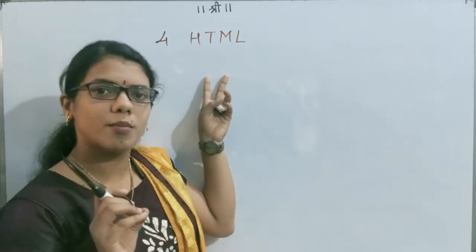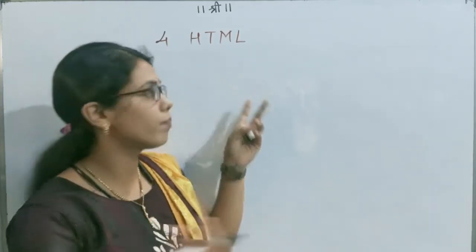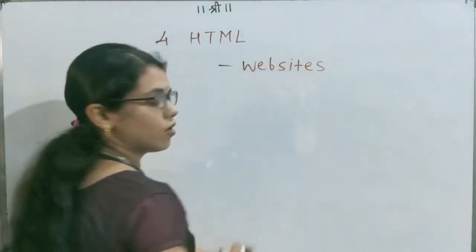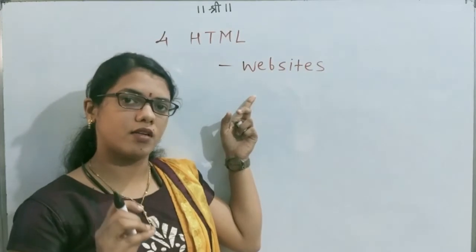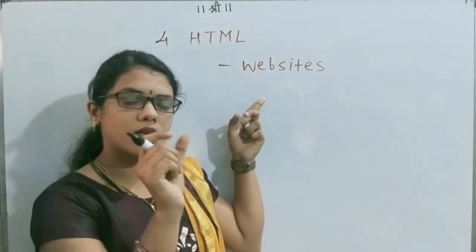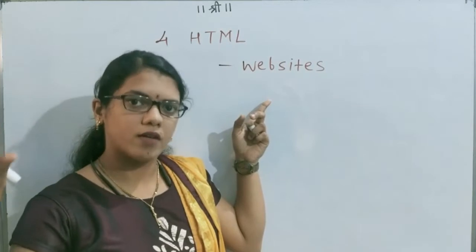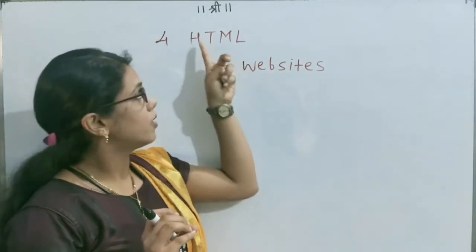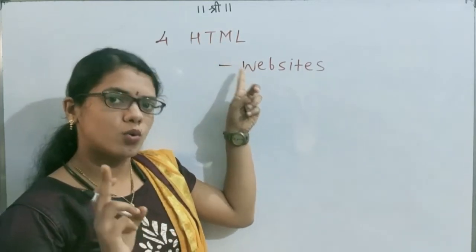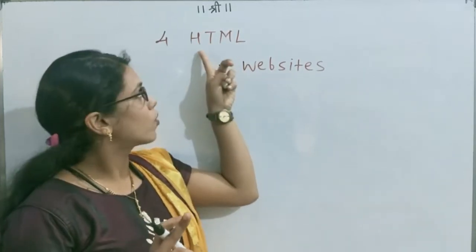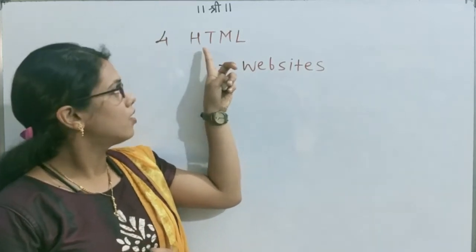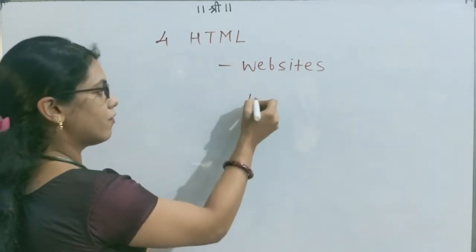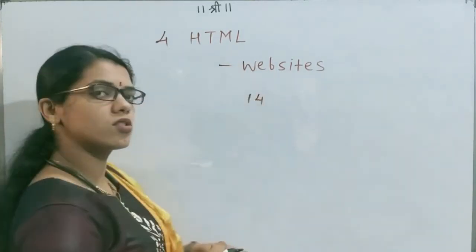The basic use of HTML is to create a website. Website means what? On the internet we are accessing different sites with addresses www dot whatever and .com, .in; those are all websites. So the basic use of HTML is to create websites. The full form of HTML is Hypertext Markup Language. This chapter has 14 marks according to our Maharashtra board.